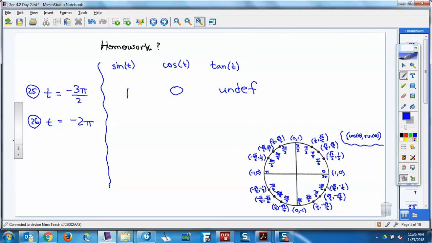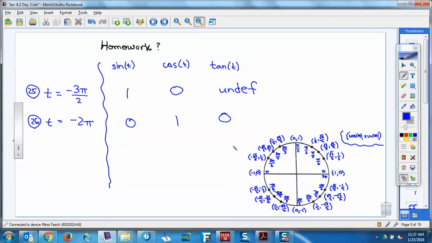Okay, negative 2 pi. Well, where's negative 2 pi? That would be all the way back around to here. It would be the same as 2 pi. It'd be the same as 0. So it's this point right here. So the sine is 0, the cosine is 1, and the tangent is 0. It's fine to have 0 on top of a fraction. You just can't have 0 on the bottom. So 0 divided by 1 is 0. So the tangent is 0.